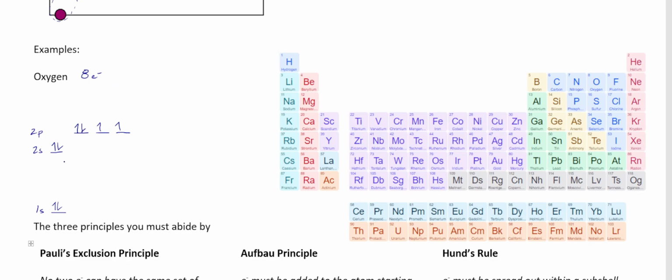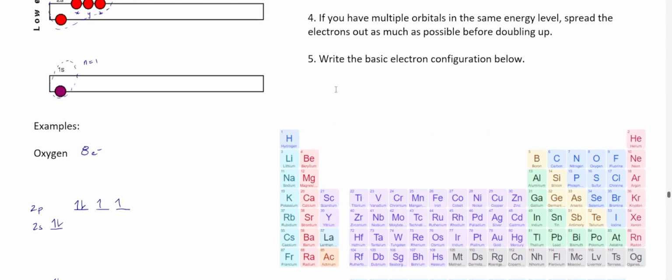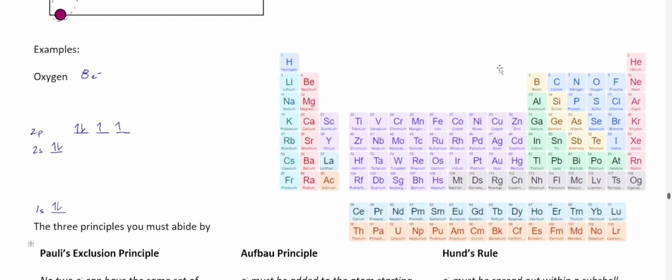And I double up right here, and there I have my 8 total electrons. So that's my energy level diagram for oxygen. And the last thing I have to do is write the electron configuration.